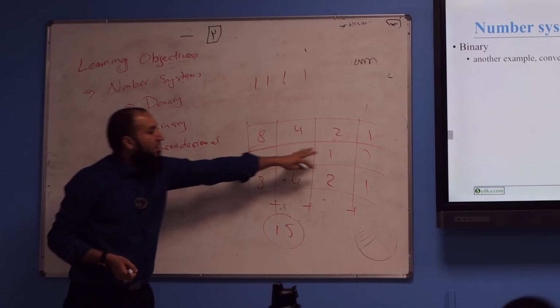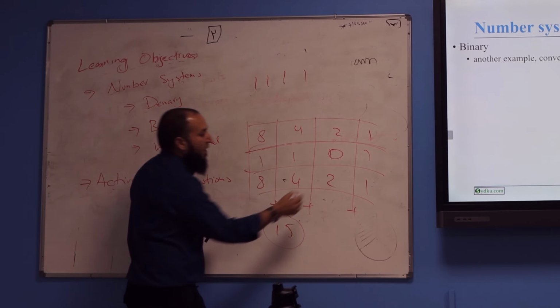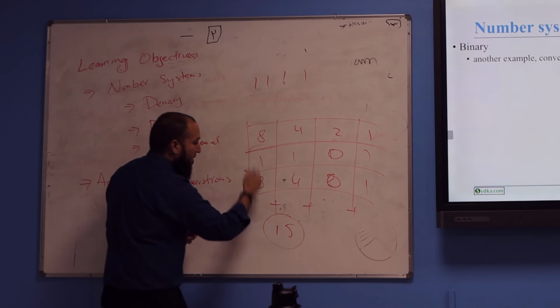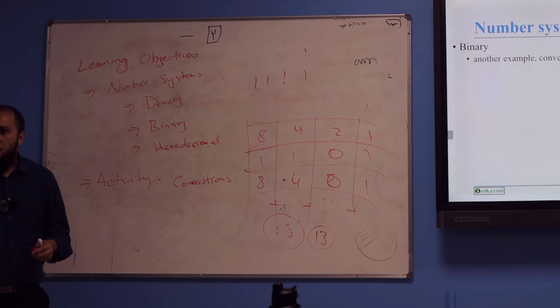And now let's suppose I make this 0: 1, 1, 0, 1. What's going to happen is this is going to be 0. And it's going to be 1 plus 0 plus 4 plus 8, which is 13. Do you see that?